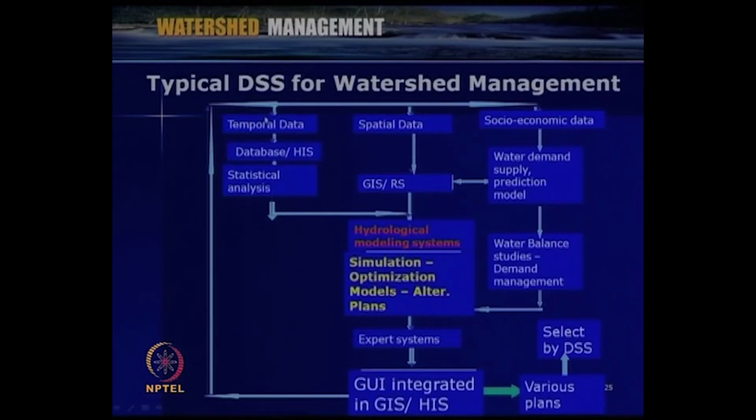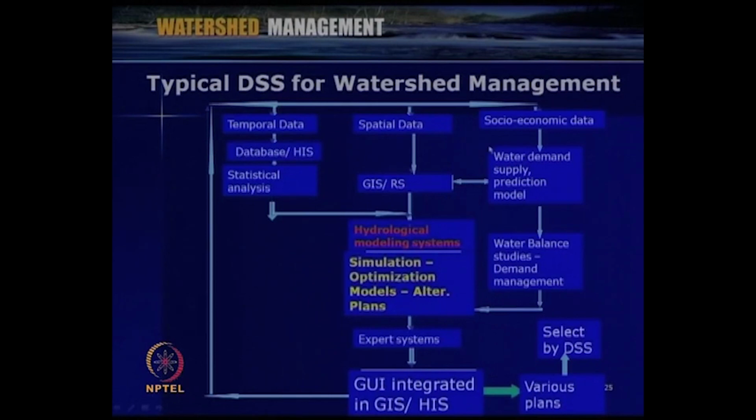As I mentioned, the temporal data, the spatial data, and the socio-economic data, all this data we should have within the DSS. Then we should have a database or hydrological information systems, and various tools like statistical or optimization tools. Since the process is very data intensive, we can integrate geographic information systems and remote sensing.